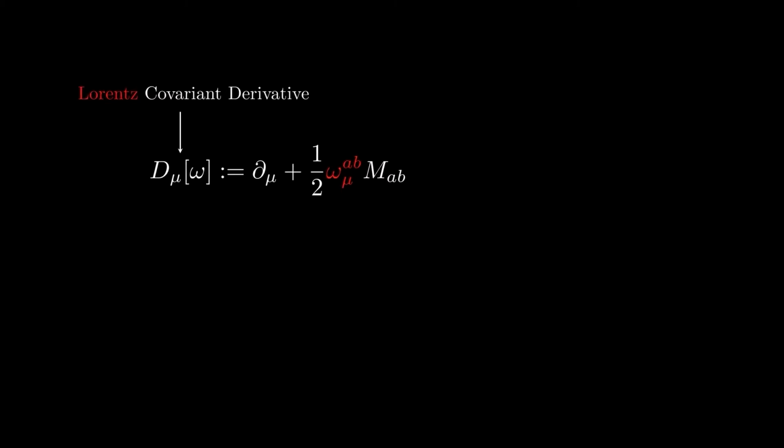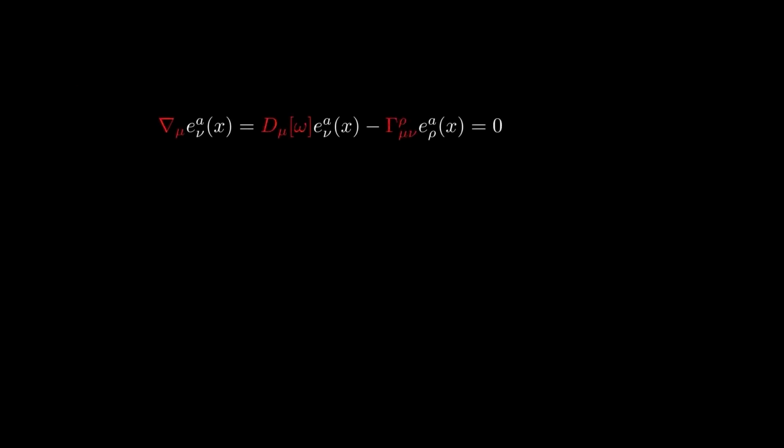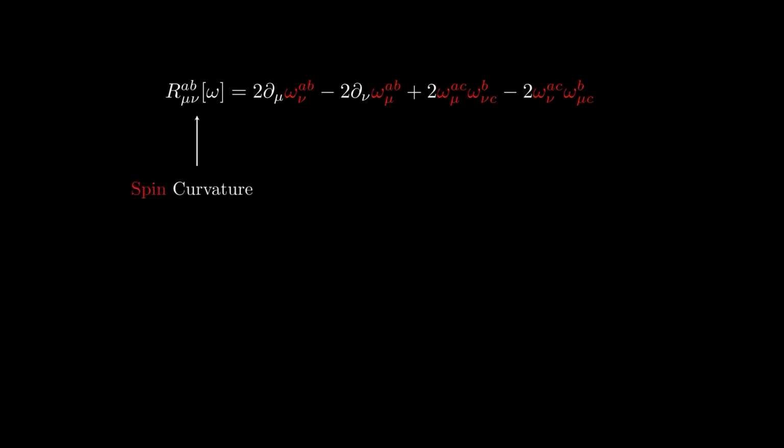We now define a new type of derivative, called the Lorentz covariant derivative. This is given in terms of an object called a spin connection, and the generators of the Lorentz group, since tetrads are defined up to local Lorentz transformations. This ensures Lorentz invariance. By imposing the condition that the tetrad field is covariantly constant, we get a set of equations that uniquely determine the spin connection. In addition, we can define the so-called spin curvature and show that this is related to the Riemann curvature and the inverse tetrad fields.